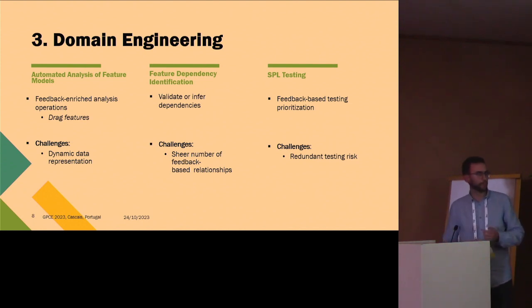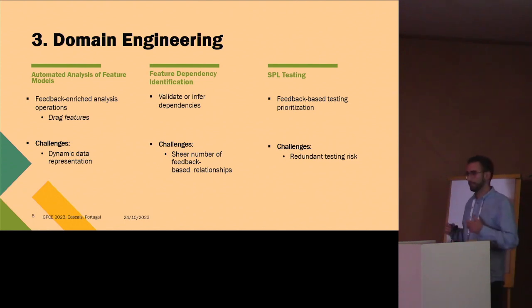And here, what we saw as a challenge was to keep the feature model up to date with the feedback data, because currently feature models are thought to represent mostly static data, but if you want to use feedback as an asset for this analysis, we'll have to make these representations dynamic, and this is quite a challenge because current representations are thought for static representations.